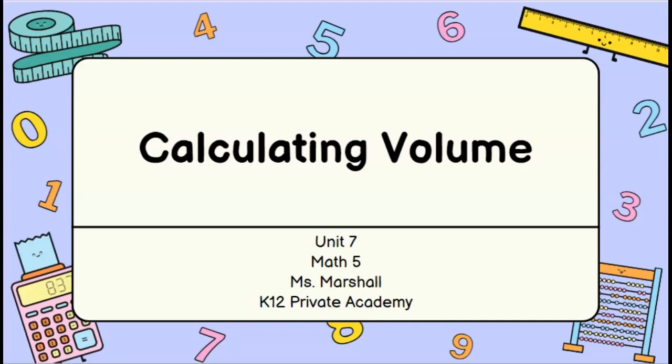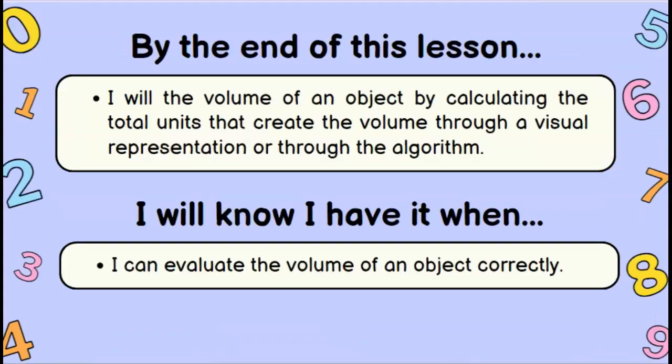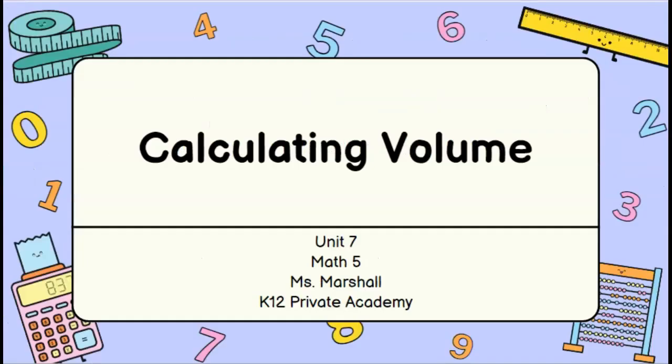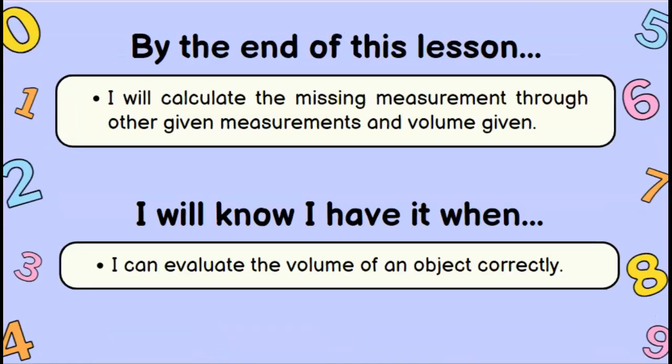In this lesson, we are going to be talking about calculating volume and missing measurements. By the end of this lesson, you'll be able to calculate a missing measurement through other given measurements in volume. You'll know you have it when you can evaluate the volume of an object correctly.